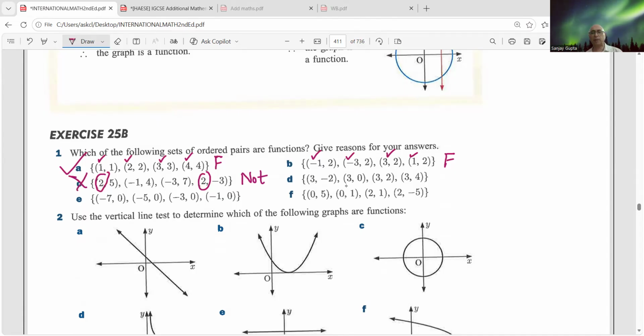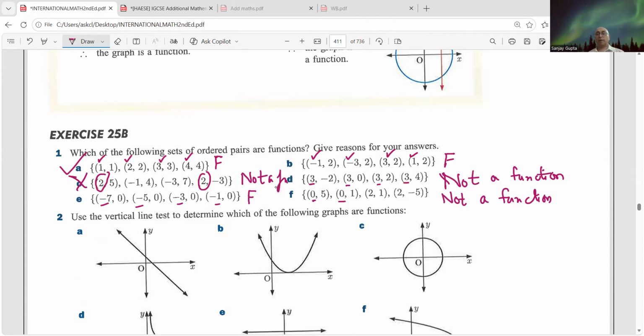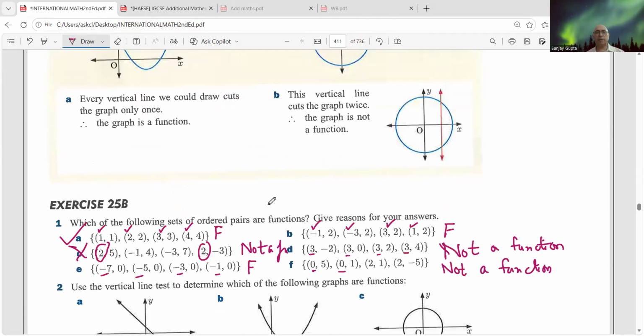Similarly, for D, you can see all the x values are the same in all four ordered pairs. Again, not a function. Right? In E, -7, -5, -3, -1, all different x values, it's a function. Whereas in the last part, again, you see the same x values in two different ordered pairs. So it is again not a function. That is the idea behind the definition of a function.